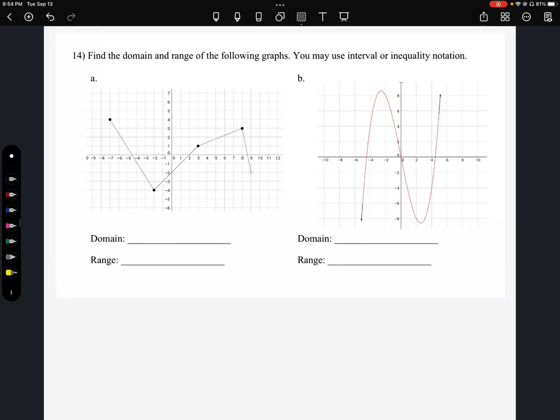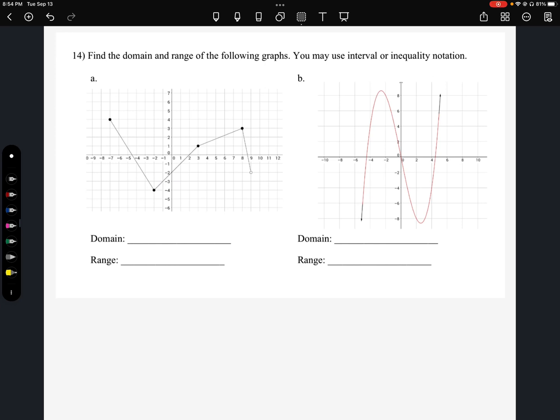This is the video for number 14 from the Chapter 1, Part 2 quiz review. The directions state, find the domain and range of the following graphs. You may use interval or inequality notation. All right, so let's just go ahead and look at our domain and range.